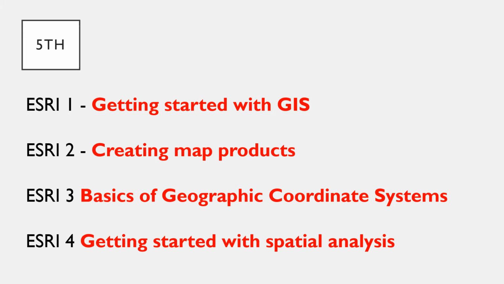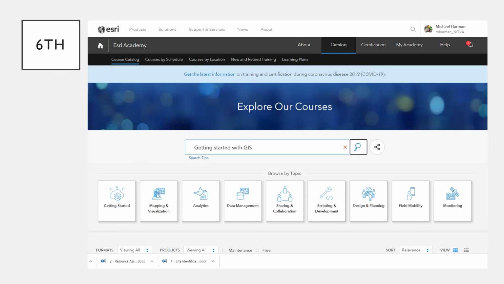So the part that's highlighted, in red font, bold text here, this is the thing that you're searching for, Getting Started with GIS or Creating Map Products or whatever it is. So here I've put in Getting Started with GIS in the sixth step, right there. Then I hit the little magnifying glass over there to search.